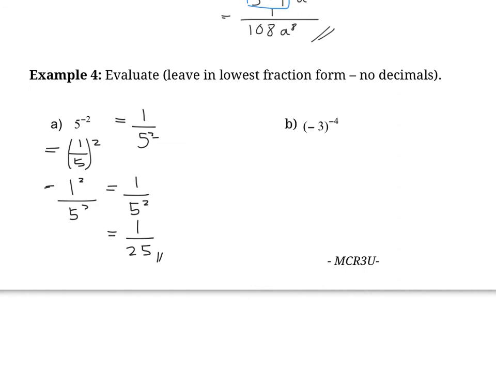Moving on, we've got 1 over 3 all to the power of negative 4. So we're going to rewrite 1 over 3 as 1 over negative 3 all to the power of positive 4. We know 1 to the power of 4 is just 1, so we're just going to be left with 1 over negative 3 to the power of 4. And we know that a negative multiplied by itself 4 times is going to be positive, and 3 to the power of 4 is just 81. So we're going to be left with positive 1 over 81.